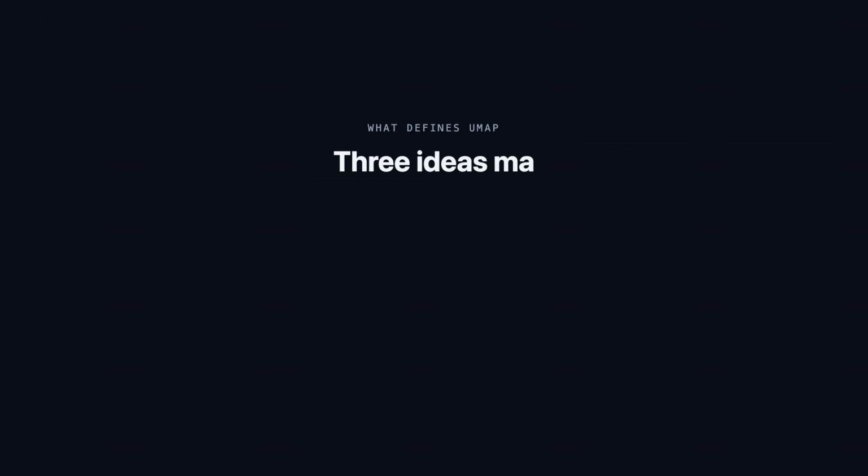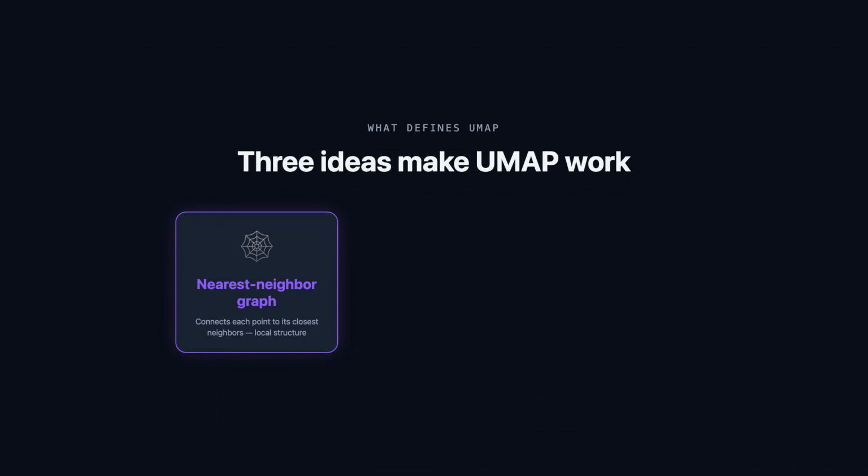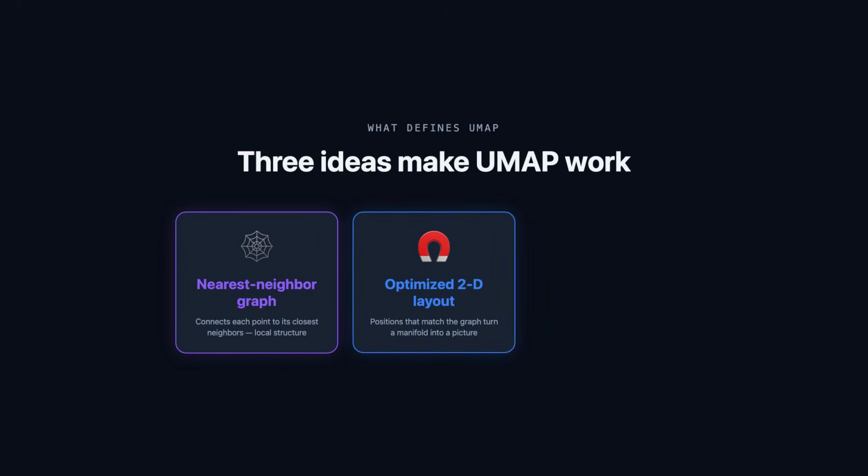Strip it down and 3 ideas make UMAP what it is. It builds a nearest neighbor graph of the data. By connecting each point to its closest neighbors in the original high-dimensional space, UMAP captures the local structure that everything else is built on. It optimizes a low-dimensional layout to match that graph. UMAP arranges the points in 2 or 3 dimensions so their neighbor relationships line up with the original, turning an abstract manifold into a picture you can read.